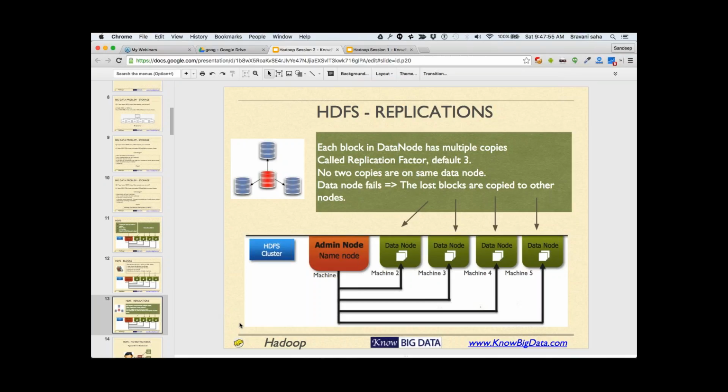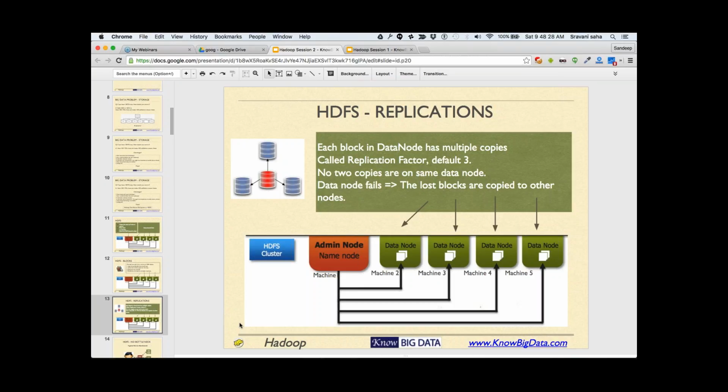Also, please note that no 2 copies of the data are on the same machine, which also means that you cannot have a replication factor of 3 if you have only 2 computers. For a replication factor of 3, you need 3 computers, because no 2 copies of the file are on the same node. So if one data node fails, the lost blocks are copied from the other nodes to other nodes.